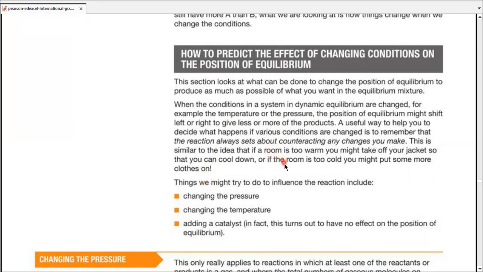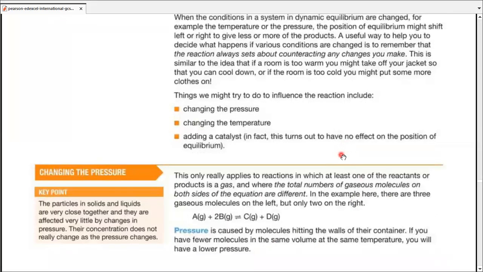This is similar to the idea that if the room is too warm, you might take off your jacket so that you can cool down. If the room is too cold, you might put some more clothes on in order to get warm. So this is the influence of the reaction for the changes that we make. All right. We can change the pressure, we can change the temperature, we can add a catalyst, we may change the concentration of reactants and products. This can change the position of the equilibrium. However, in fact, adding a catalyst turns out to have no effect on the position of equilibrium.